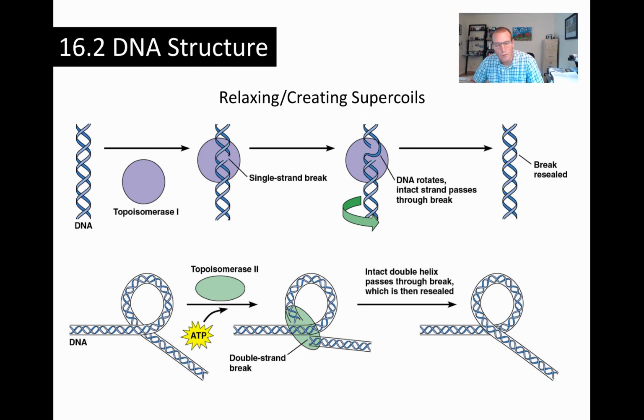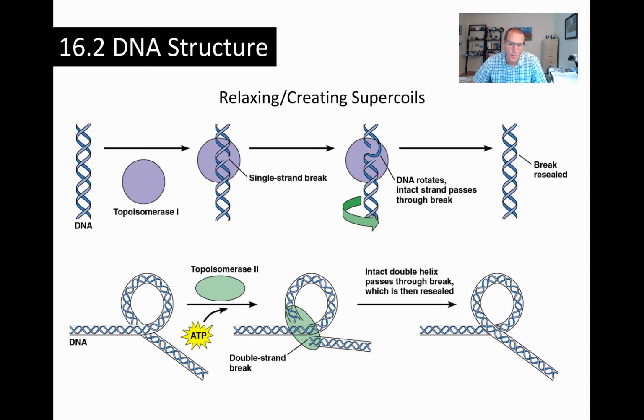The way that you relax or create these supercoils is by using enzymes which can change the extent of supercoiling, and that's also known as changing the linking number. One enzyme that can do this is called type 1 topoisomerase, or topoisomerase 1, and that will make single-stranded breaks, and it will pass the other strand through the single-stranded break, rotating the DNA helix as it does so, and then resealing the break. So you can add or remove supercoils using that.